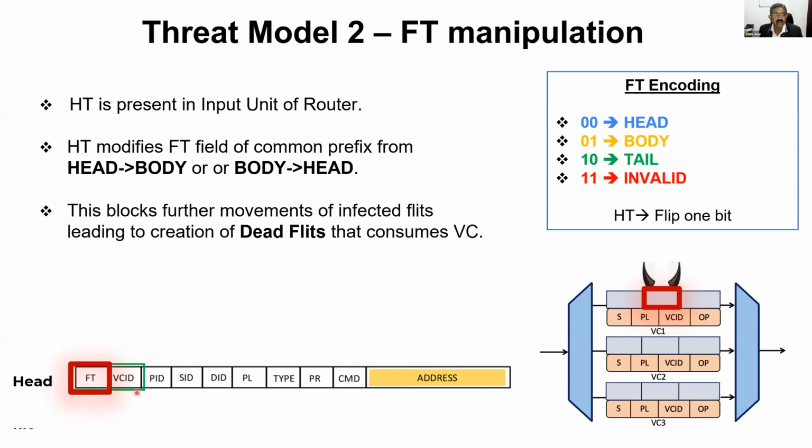So now let me bring your attention to another Trojan, where we are now focusing on the flit type field. In the flit type field, we have 2 bits which indicate whether it's head, body, or tail. And the flipping of these bits will make a head as body and the body as a head. And this will block the further movement.